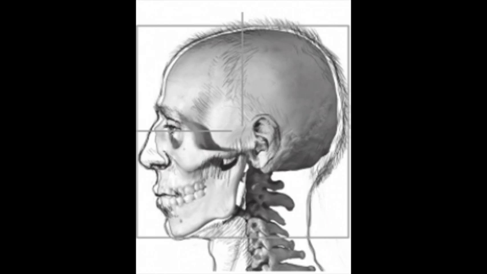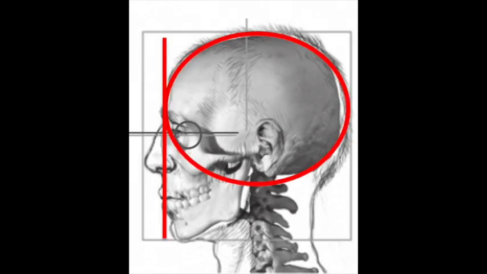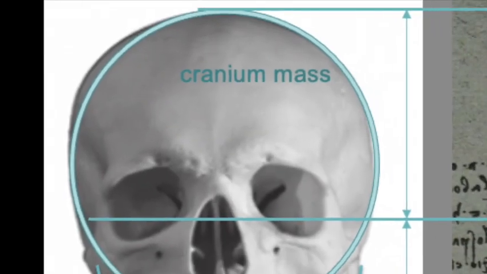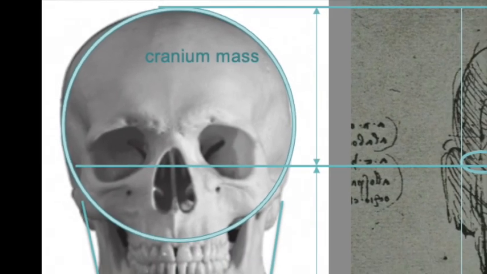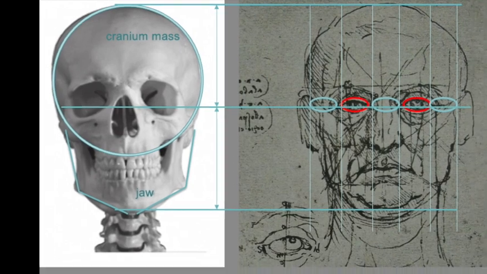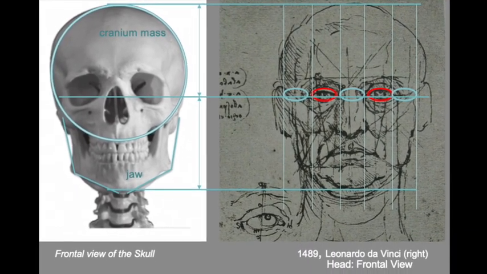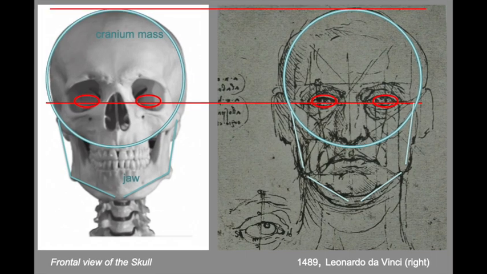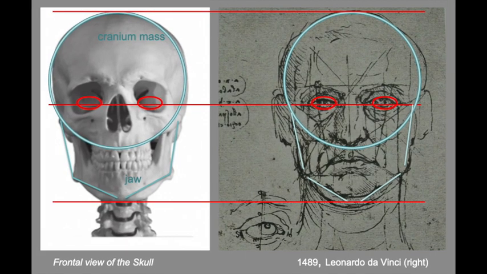A human skull can be seen as a composite form of an ovoid-shaped cranium mass that contains your brain and the wedge-shaped jawbone that is connected to the lower parts of the cranium mass. The width and the height of the head is often considered 5 eyes wide and 7 eyes high, as suggested by Leonardo da Vinci. The eyes are located at around the halfway point between the top of the skull's highest point and the base of your chin.